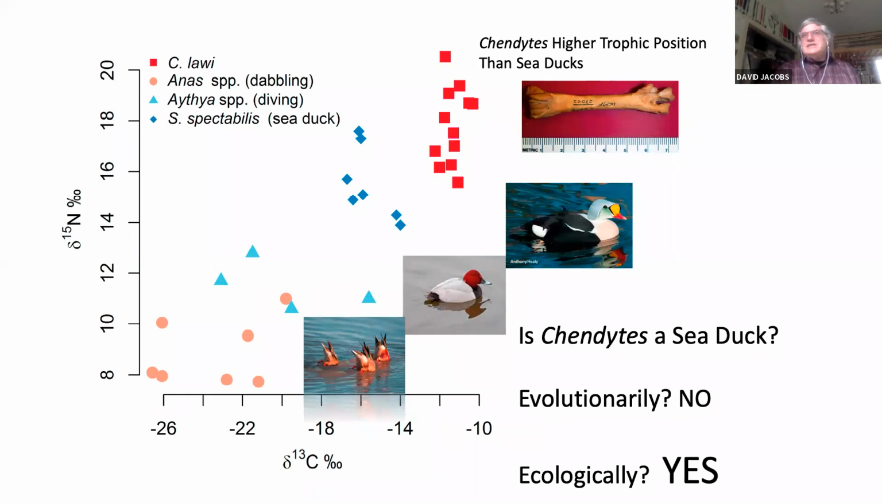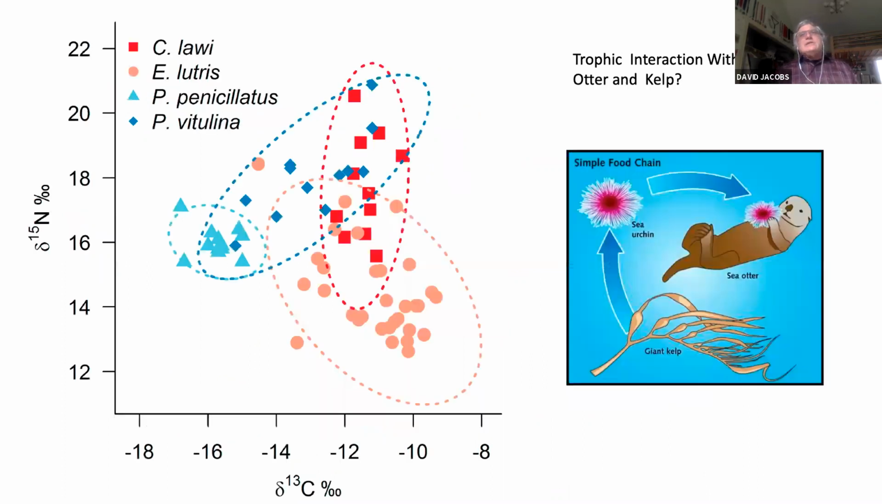It's beyond other sea ducks, if you will, even though it's not even a sea duck evolutionarily, it's even more so ecologically. And so we can now ask questions about trophic interactions in the past with these other players in this system. So here we generated comparable information from sea otters, from harbor seals, and from Brandt's cormorant, to just sort of see what might have been going on with interactions between these.